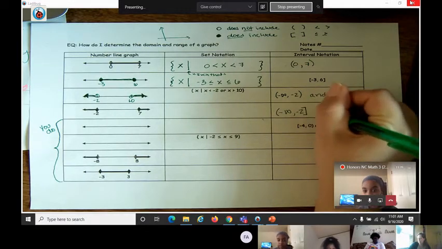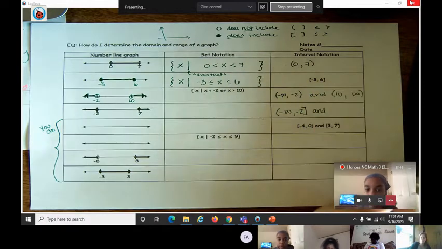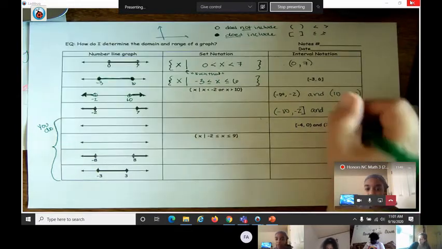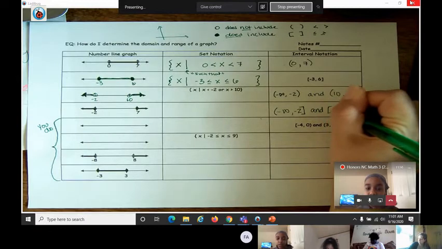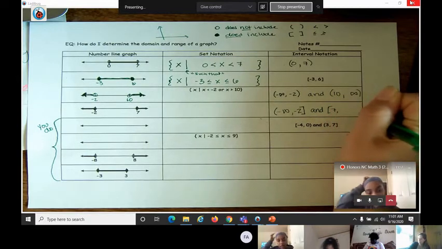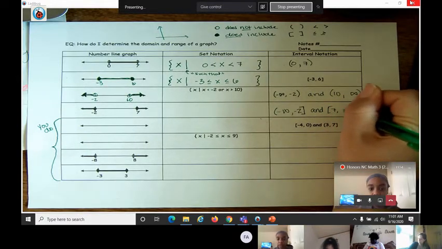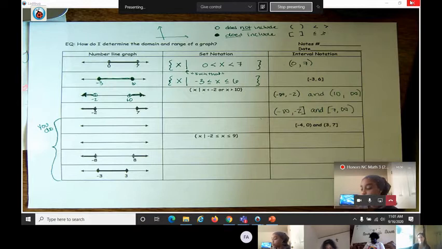Good. Okay. And is it going to be a square? Square? Yep. Yeah. 7. Yep. And positive infinity or just infinity with the parentheses. Perfect.